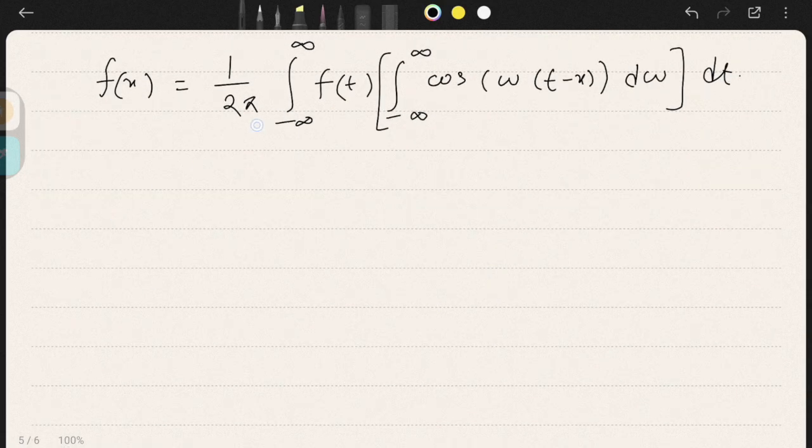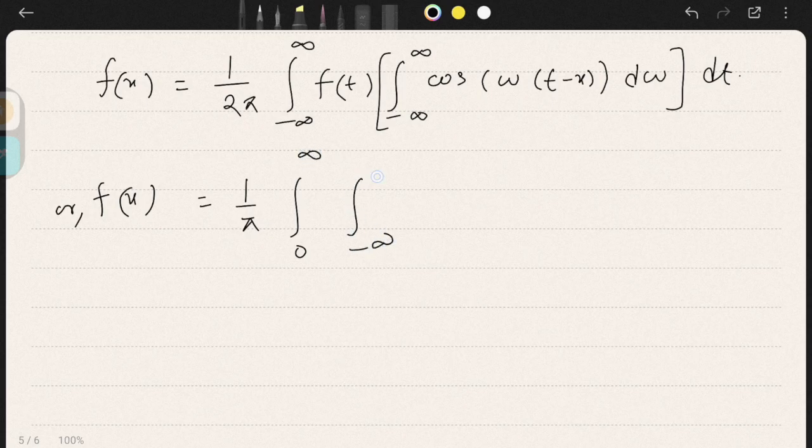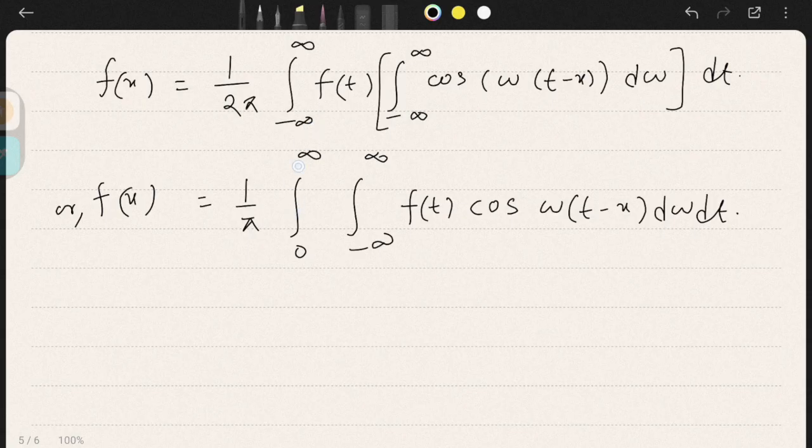So let's simplify further. 1 by pi, integral from 0 to infinity, and from minus infinity to infinity, writing all terms combined, cos omega times t minus x, d omega, dt. We assume this function is even.